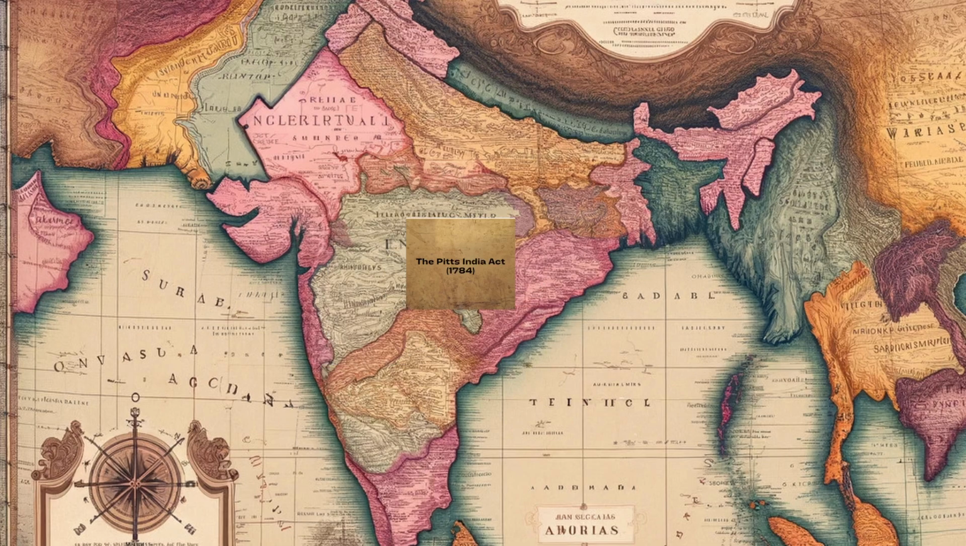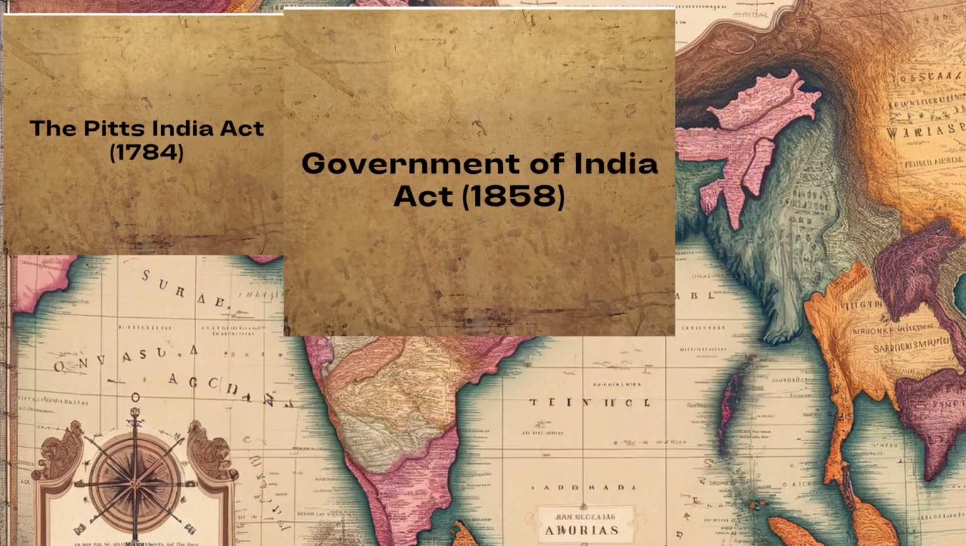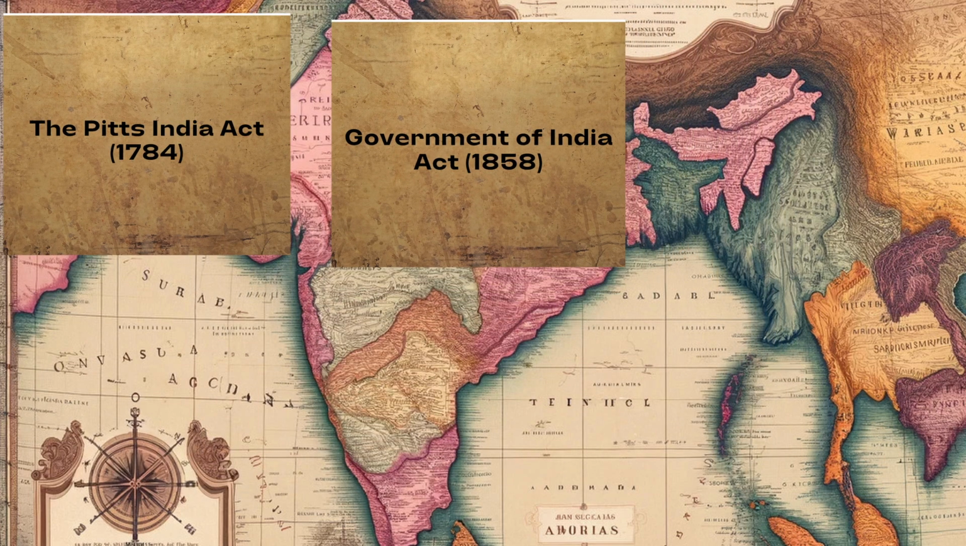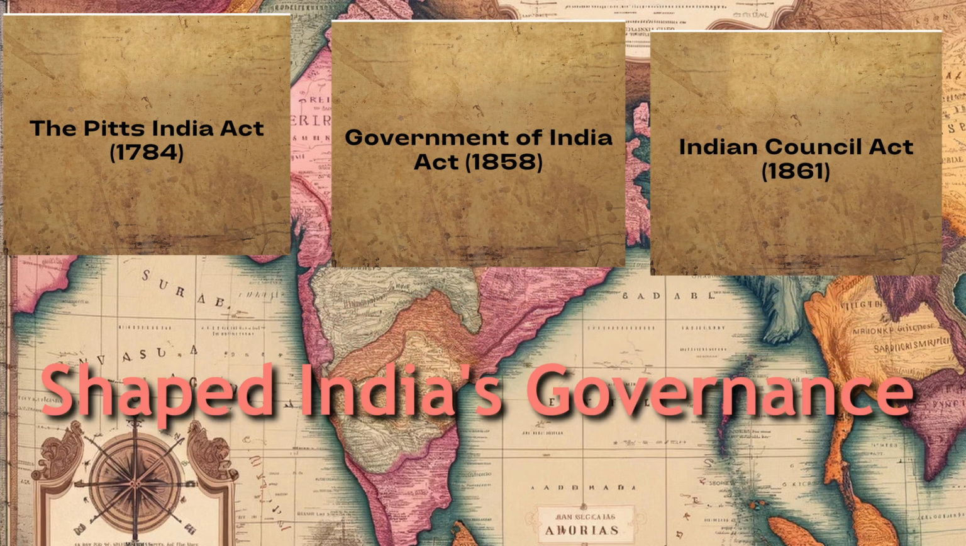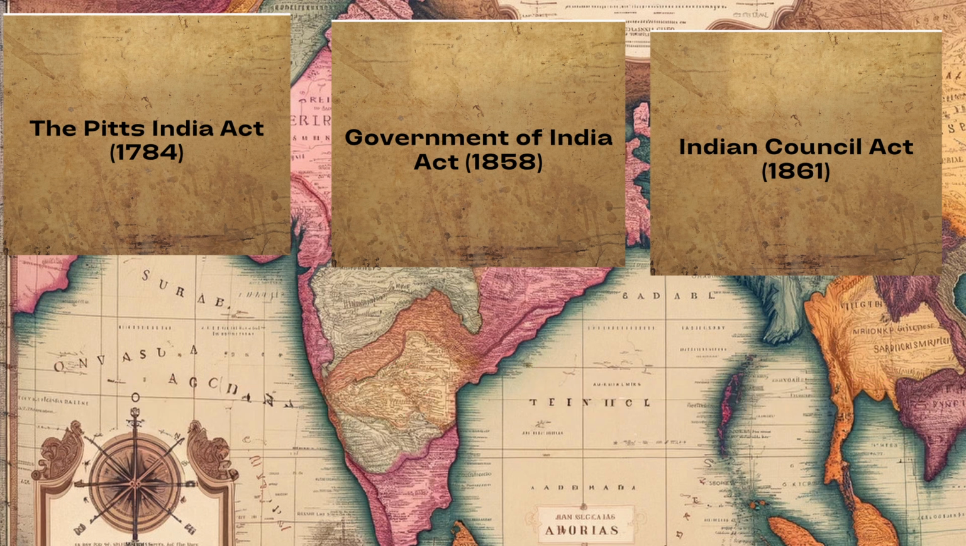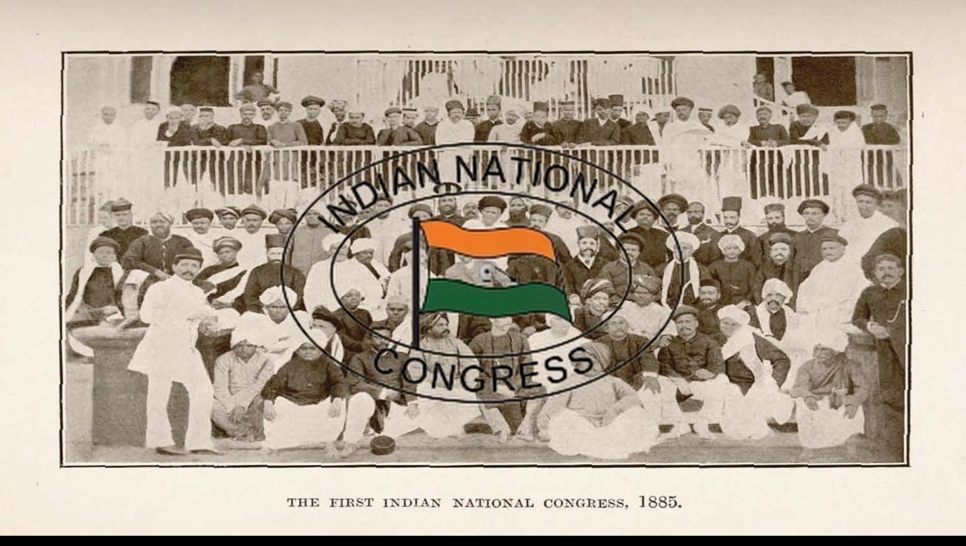So basically, the Pitt's India Act, the Government of India Act of 1858, and the Indian Council Act of 1861 shaped India's governance during the colonial era, with each act introducing changes and reforms in the administration of the country. These acts reflect the evolving relationship between India and the British Crown, as well as the gradual inclusion of Indians in the decision-making process. Now we come to the birth of the Indian National Congress.